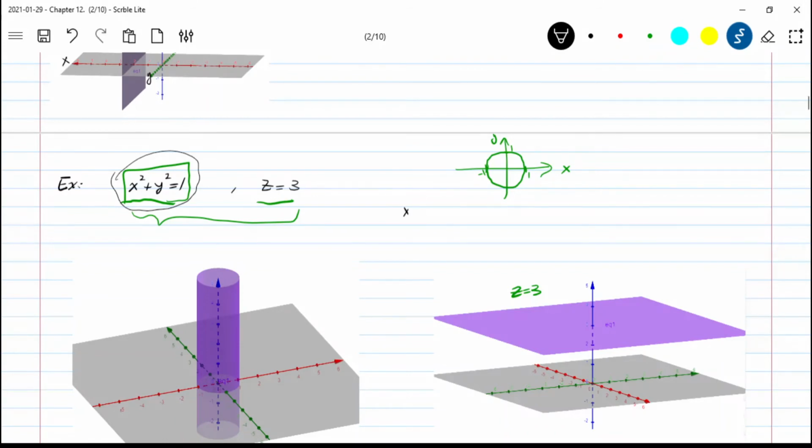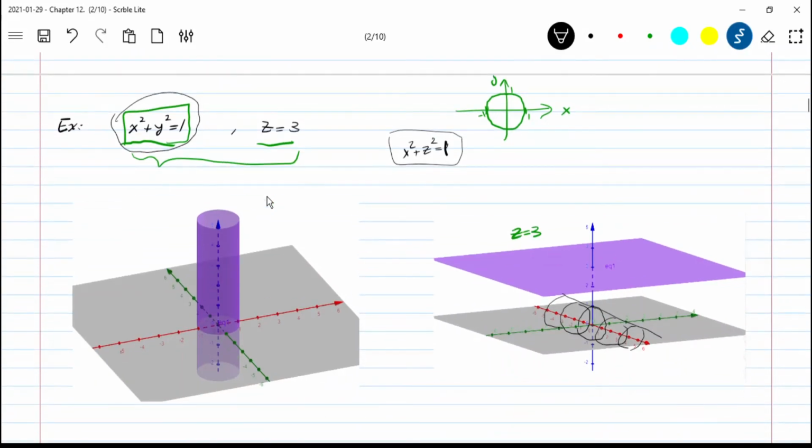Then if it was x squared plus z squared equal to 1, this would have been a circle in the xz plane. That means you would have had a circle something like this. And then extend this circle along the y. So you would get a cylinder along the y, a bunch of circles next to each other. Again, it's tough to draw, so try to use GeoGebra to see how these plots and surfaces look like.